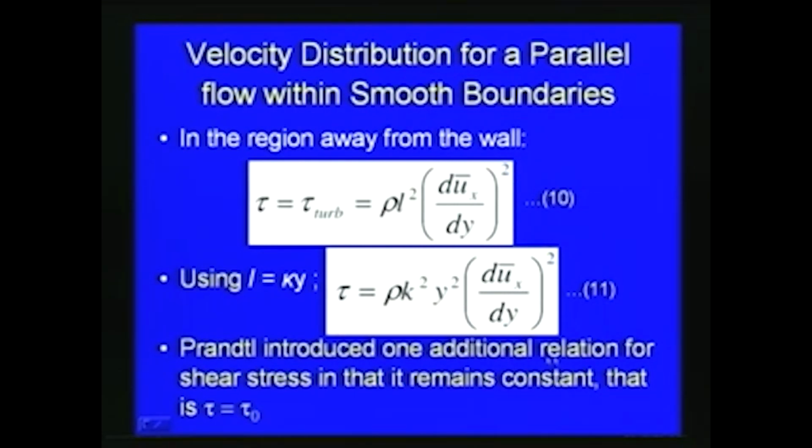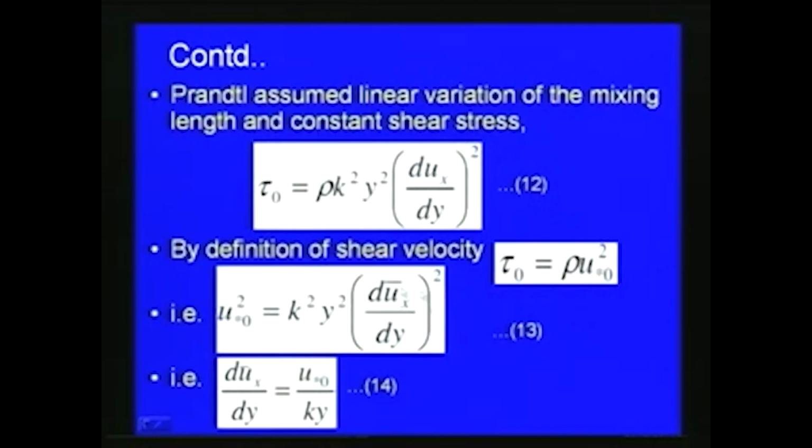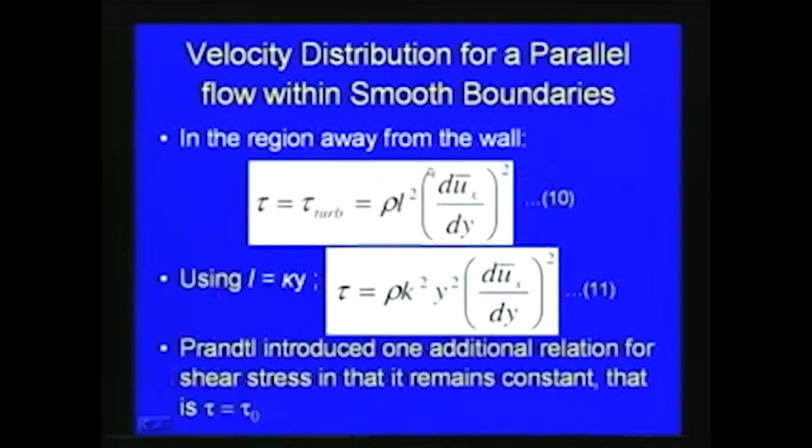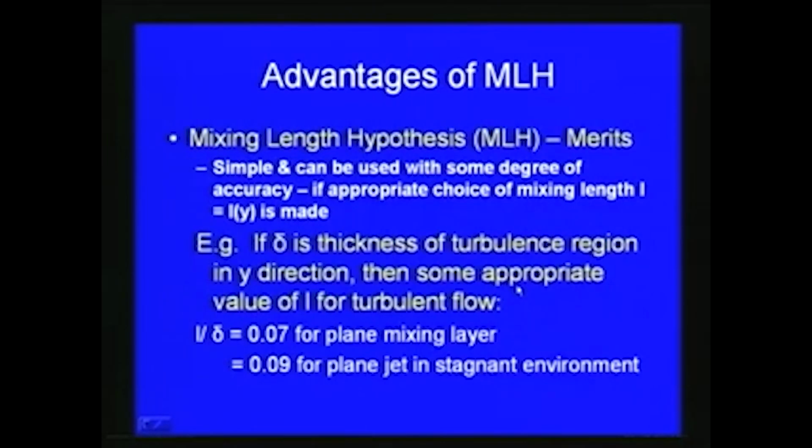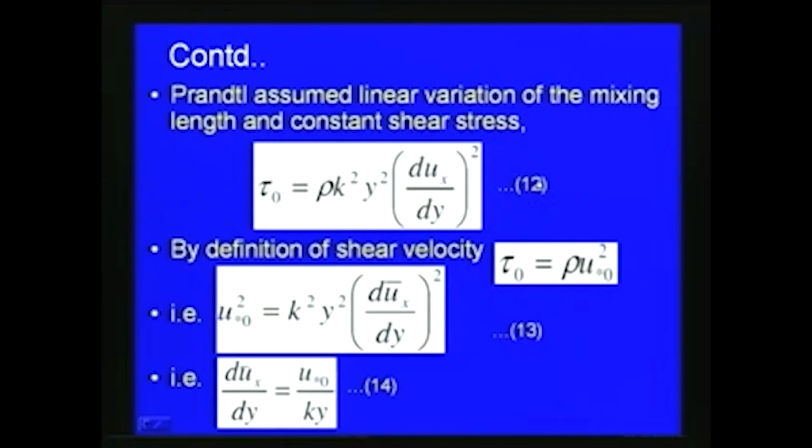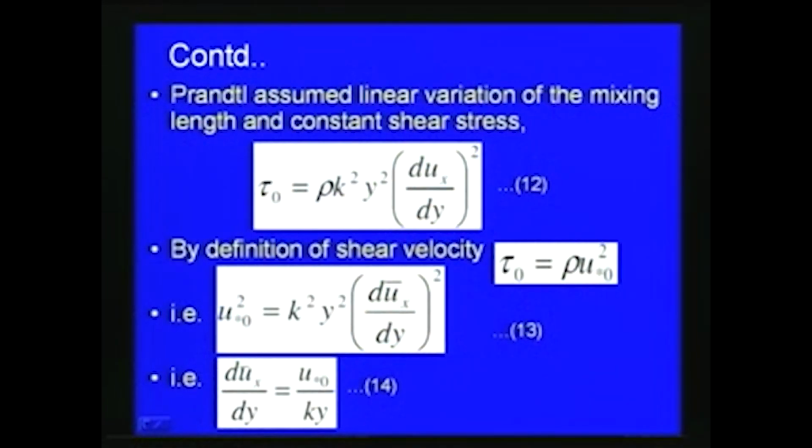Prandtl introduced one additional relation for shear stress, in that it remains constant, that is tau is equal to tau 0. So equation number 11 can be written as equation number 12: tau 0 is equal to rho kappa square y square (d u x bar by dy) whole square. Now, we have defined a term called shear velocity, which is tau 0 is equal to rho u star o square, where rho is the density and u star o is the shear velocity.